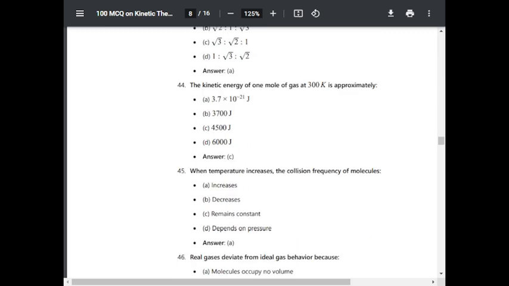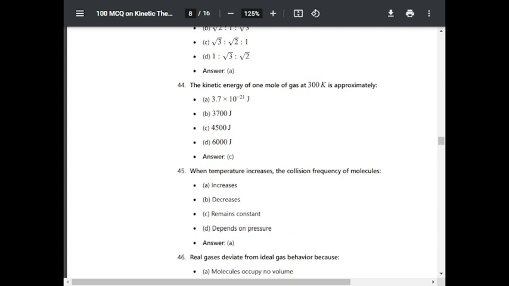Question number 44. The kinetic energy of 1 mole of gas at 300 Kelvin is approximately: option A, 3.7 into 10 raised to power minus 21 joule; option B, 3700 joule; option C, 4500 joule; option D, 6000 joule. The correct answer is C, 4500 joule. Option C is the correct answer.